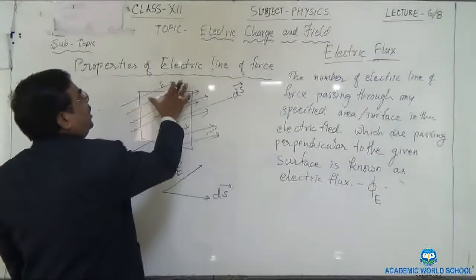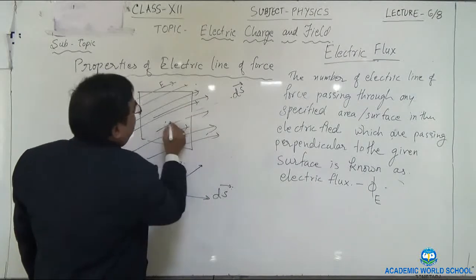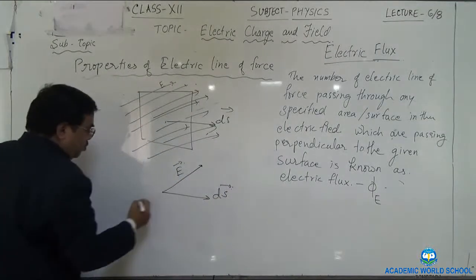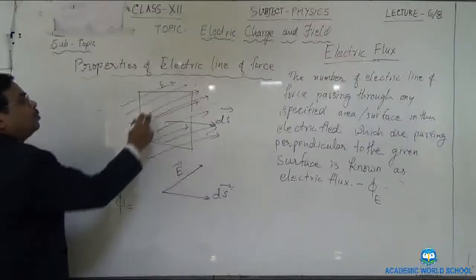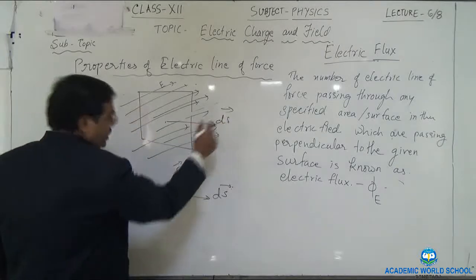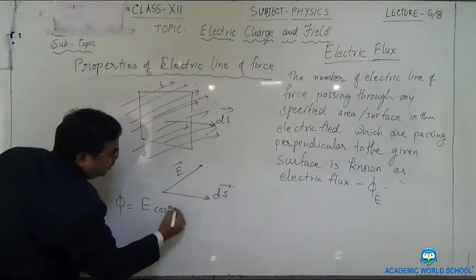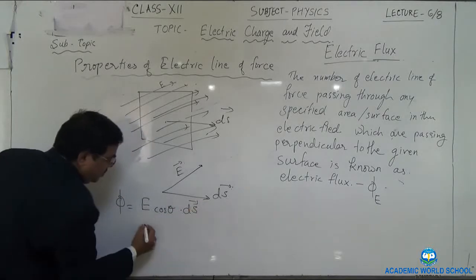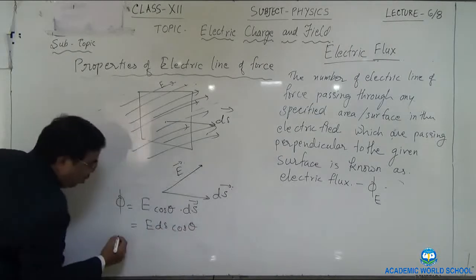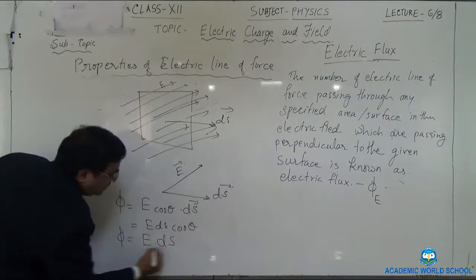The component of electric field perpendicular to the ds vector is what matters. This is ds. So flux will be the perpendicular component of electric field into ds, E cos theta into ds vector. So you can write it as E ds cos theta, or phi is equal to E dot ds.